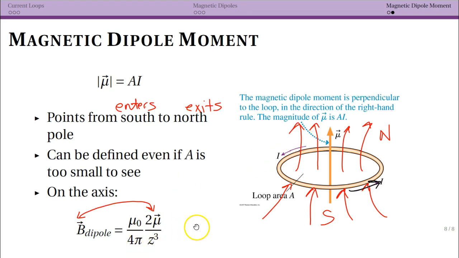So it points from south to north, and the reason we actually care about this, rather than redefining the equation in this new way, is that magnetic dipole moment is going to appear in other calculations. So for instance, looking at force and looking at torque. And it's something that can be defined or can be measured even if the area is too small to see. And in this case, I'm waving my hands a little bit at this, but we can talk about, for instance, the magnetic moment of electrons, where it's actually a quantum mechanical quantity called spin.